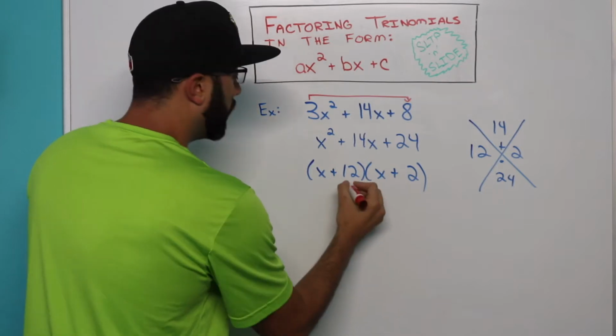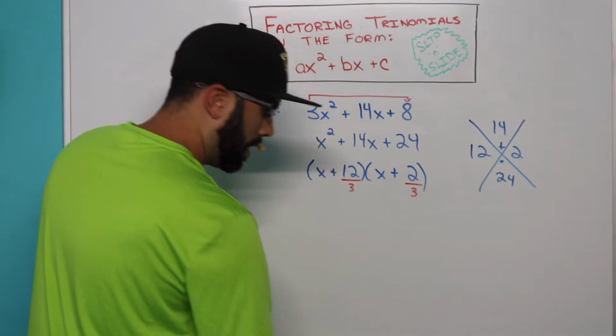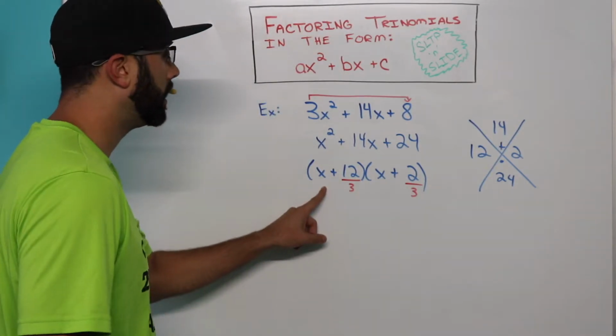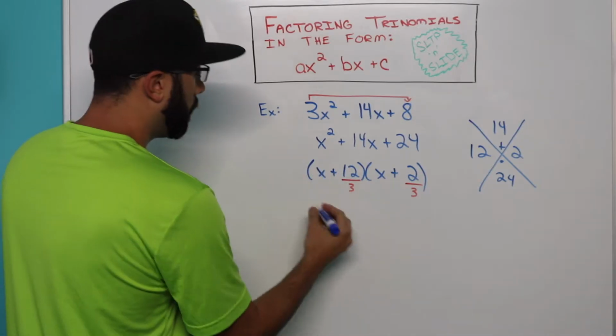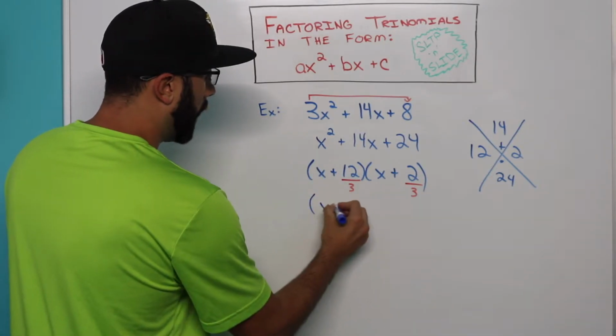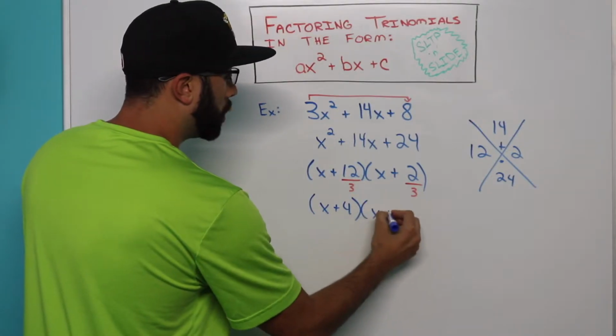Now remember that value 3 that we slipped over? What we're going to do is put it in the second term of each binomial. And what we're going to do right here is, if it can be reduced, you reduce it. So, well, what's 12 divided by 3? Yeah, I'm going to put x plus 4, and then x plus 2/3.